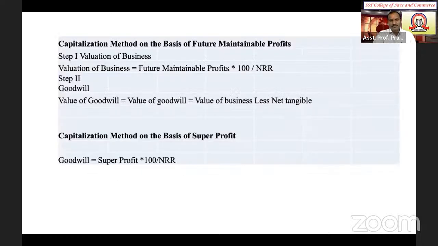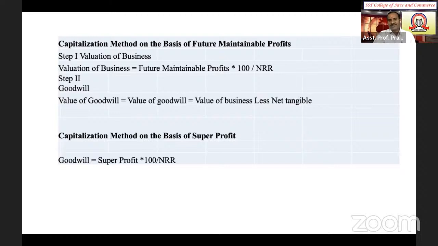We'll move to the capitalization method. Now, when the question mentions the capitalization method, value the goodwill on the basis of capitalization method, at that time you must find out step number 1, valuation of business. And for the purpose of valuing the business, my dear student, you must calculate your future maintainable profit.